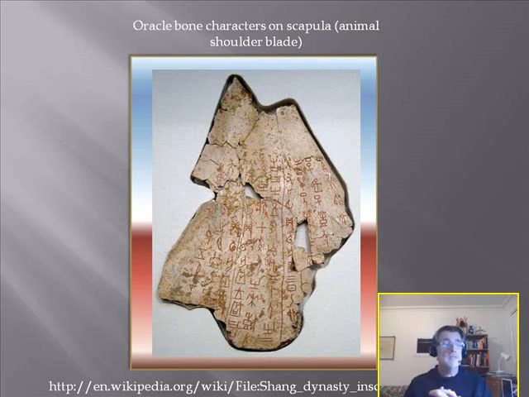So basically the system of jiaguwen, the system of bone inscriptions, was used from 1300 BC, as it says on the slide there, to about 1045 BC. So it's a couple of hundred years that it was in use for.